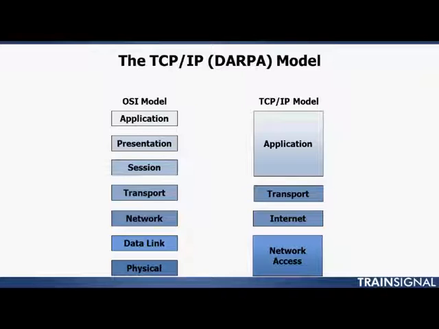Now, the transport layer, you'll notice, is almost a perfect match with the transport layer from the OSI model. The internet layer is almost a perfect match with the network layer of the OSI model. And the network access layer roughly maps to the bottom 2 layers of the OSI model. All right, so that's just basically looking at the layers from a perspective relative to the OSI model.